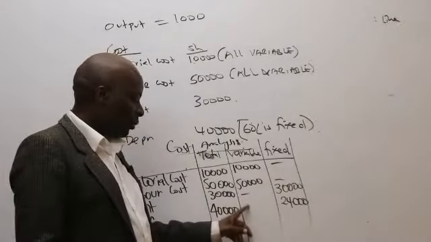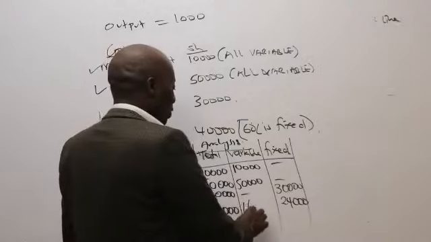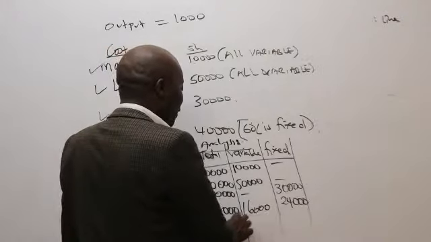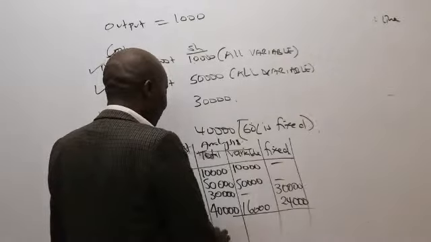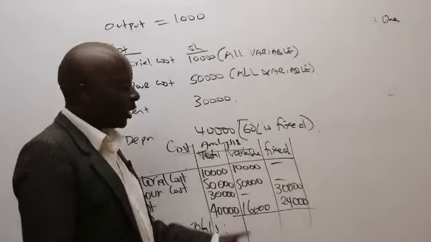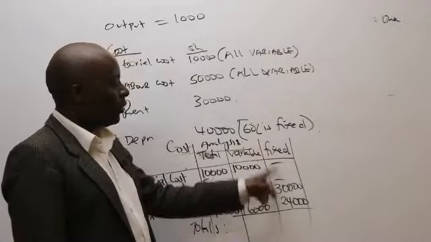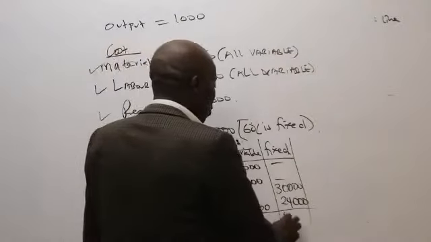So what is this variable depreciation? Variable depreciation, I'm being told, is 16,000. So then, gentlemen, if that is the case, please come and give me the totals here. We start with the total variable cost and the total fixed cost.